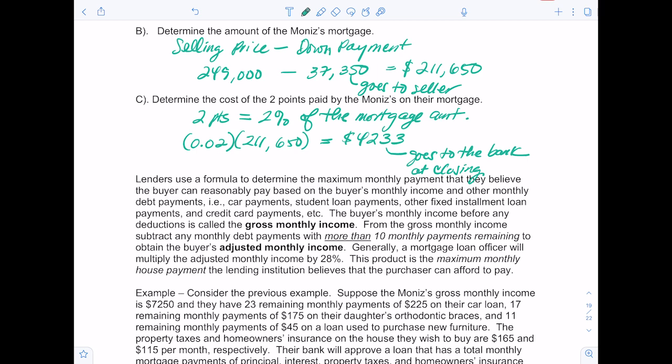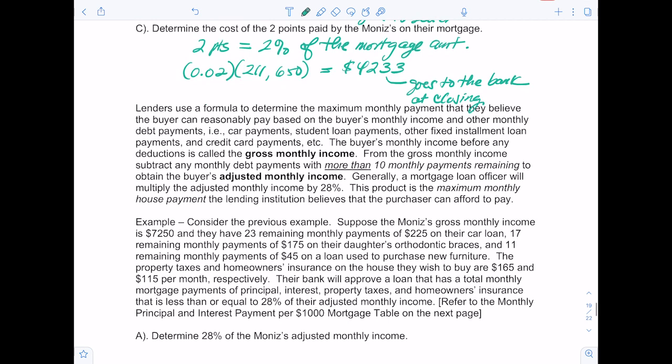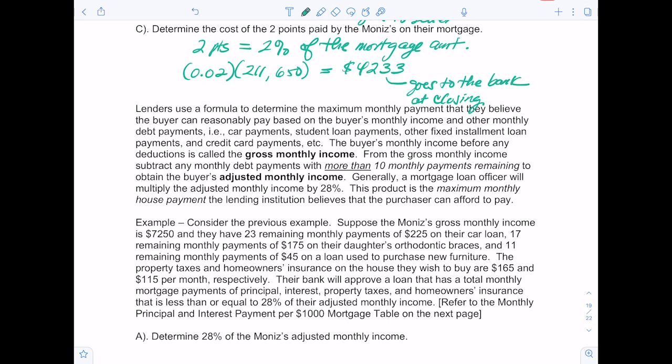Again, you may want to pause the video to read about gross monthly income and adjusted monthly income, and then also read the example and unpause when you're ready.